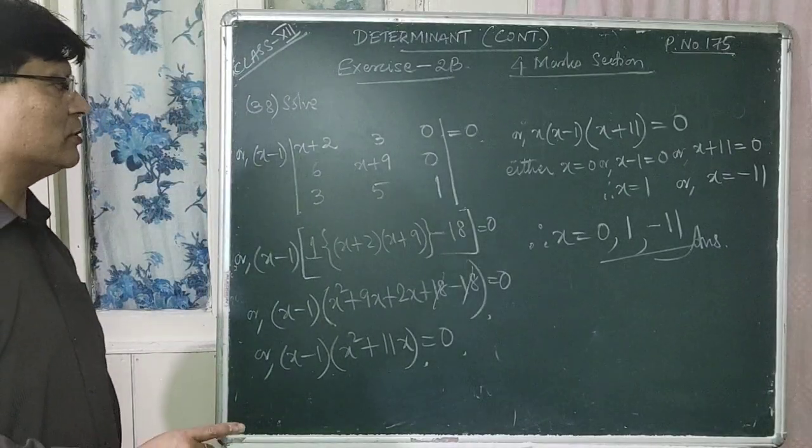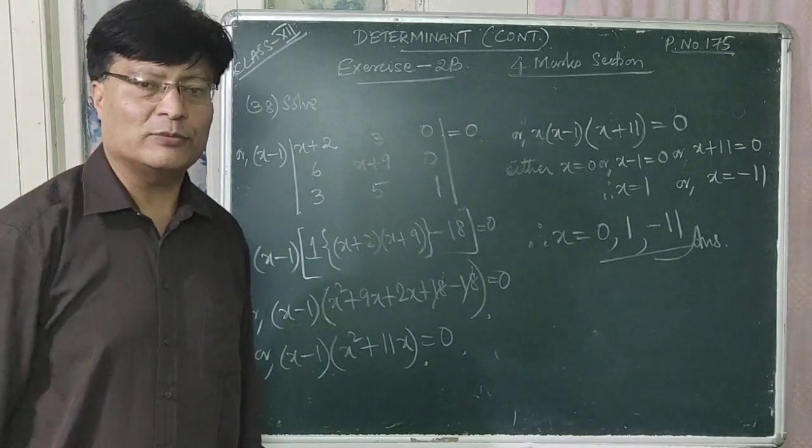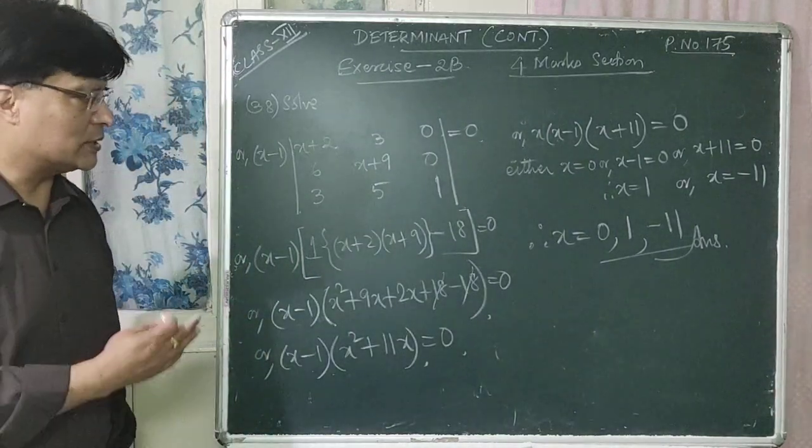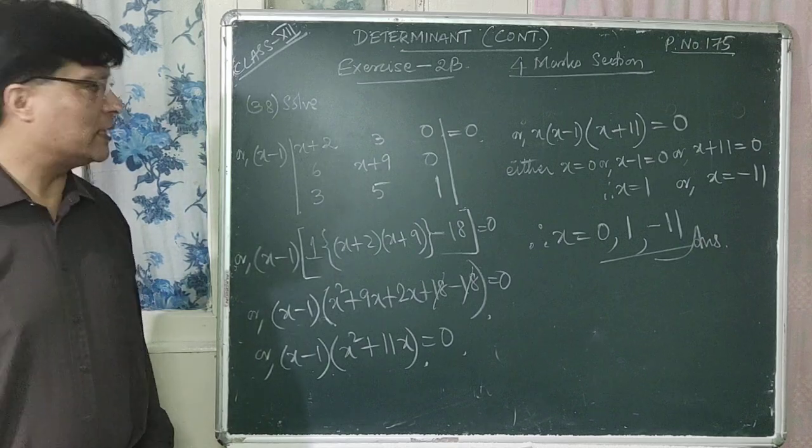So x is equal to 0, or it may be x is equal to 1, or it may be x is equal to minus 11. So these are the answers. Okay. So you can copy it. We'll do the next question.